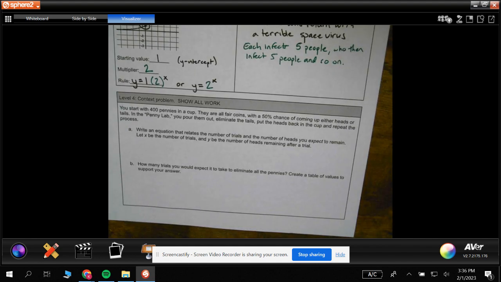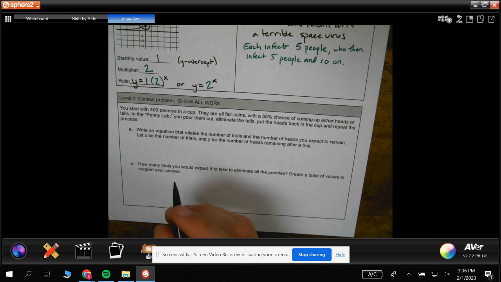Last one. You start with 400 pennies in a cup. They're all fair coins with a 50% chance of coming up either heads or tails. In the penny lab, you pour them out, eliminate the tails, put the heads back in the cup, and repeat the process. Write an equation that relates the number of trials and the number of heads you expect to remain. Let x be the number of trials and y be the number of heads. Same thing we've been doing.